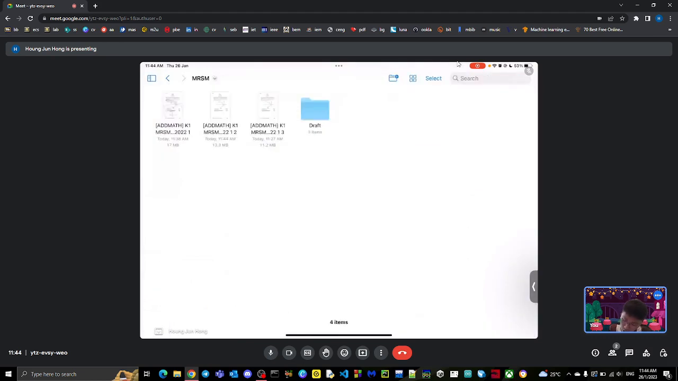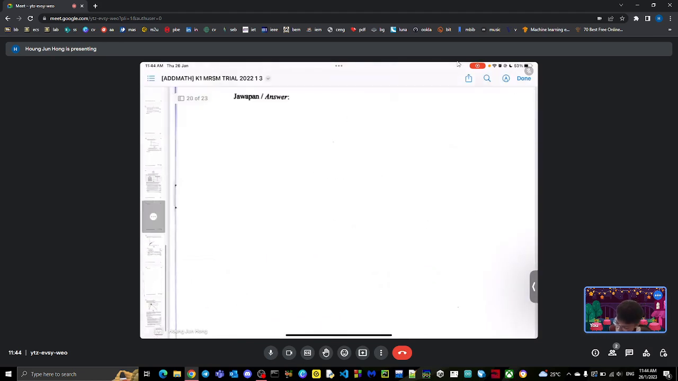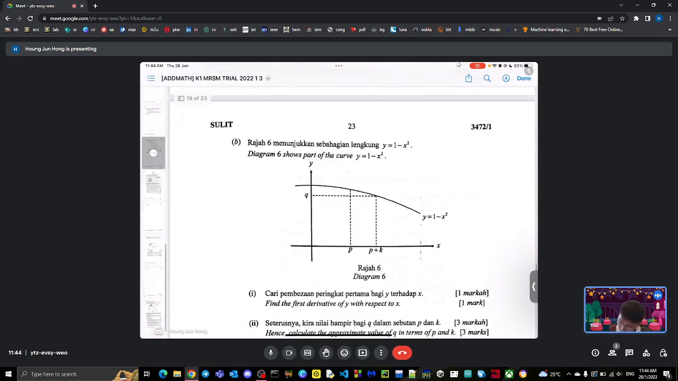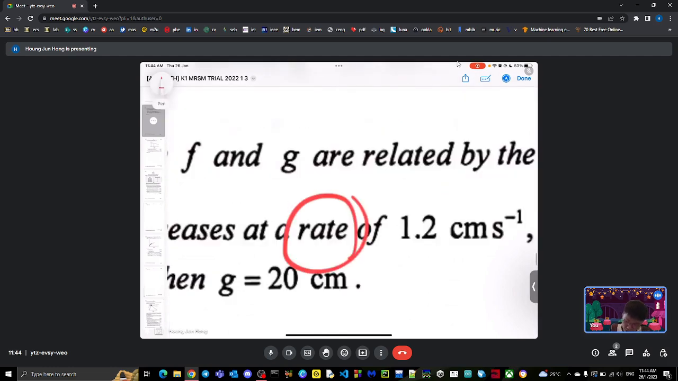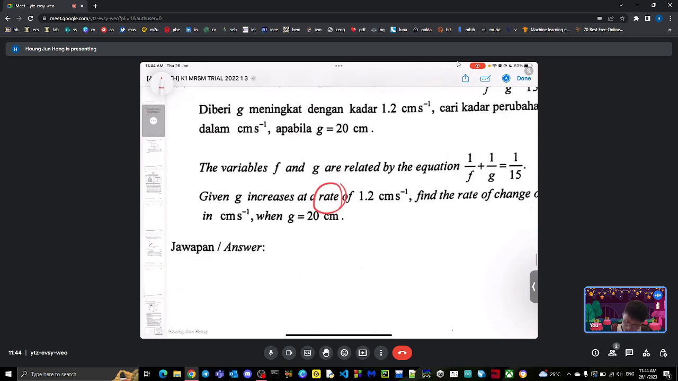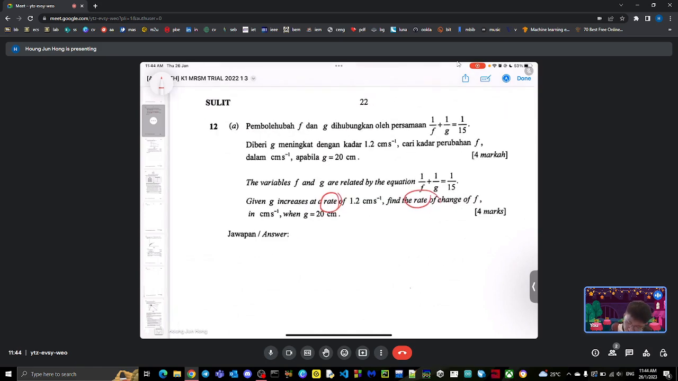Let's look into question 12. Now, this is quite hard because the equation is quite hard to simplify. So you have an equation and then you see the word rate. In your chapter, in your syllabus, SPM at least, whenever you see rate, you should know that it's something to do with dy/dx. Yep. So now you want to do dy/dx.